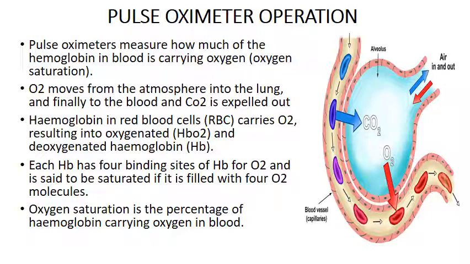And oxygen saturation is the percentage of hemoglobin that is carrying oxygen in the blood, and you would like that to be 99 to 100%. So here is just a brief overview of how blood hemoglobin gets oxygenated.